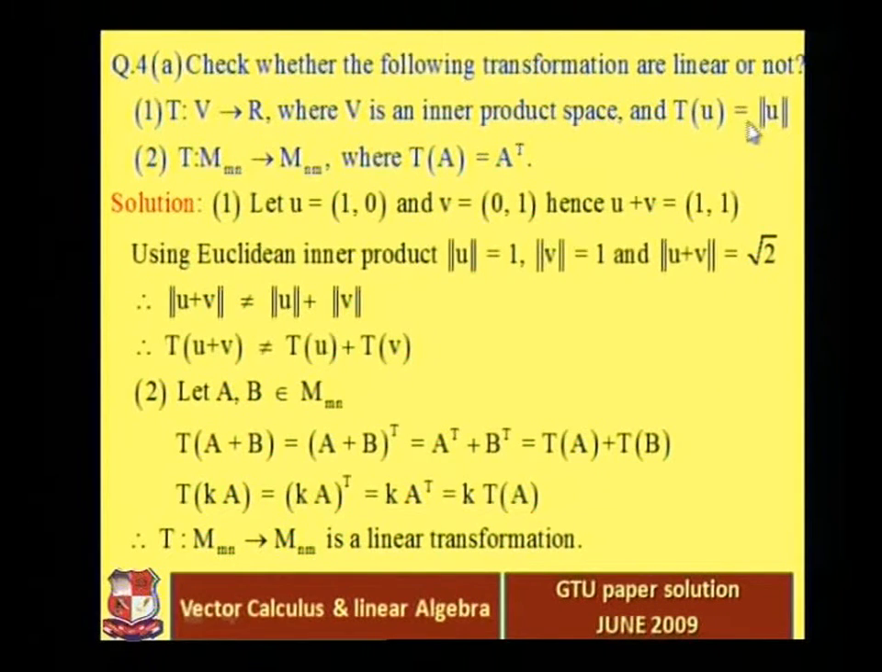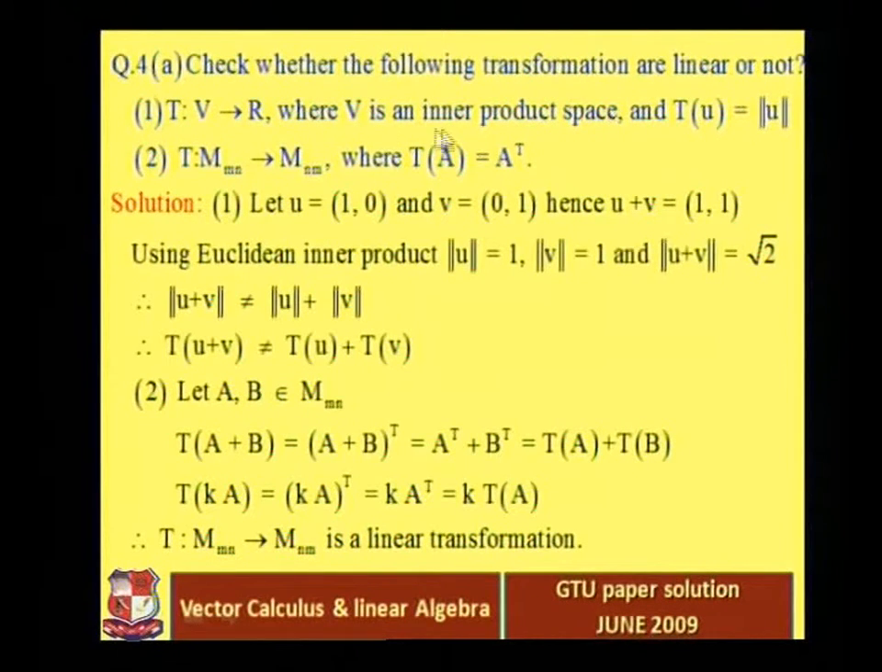How do we define T of U? T of U is equal to norm U. And the second one is T from the set of n cross n matrices to the set of n cross m matrices, where T of A is equal to A transpose. So we check whether the given two examples are linear transformations or not.